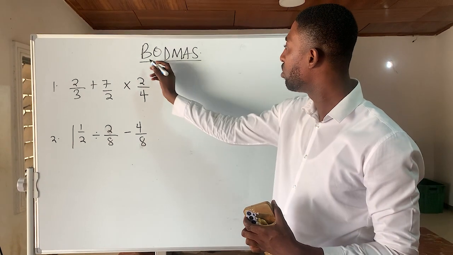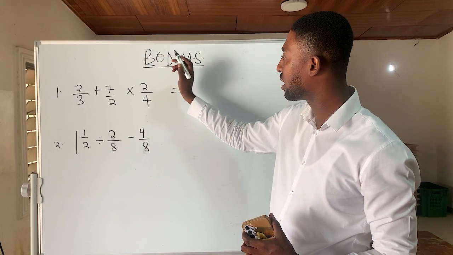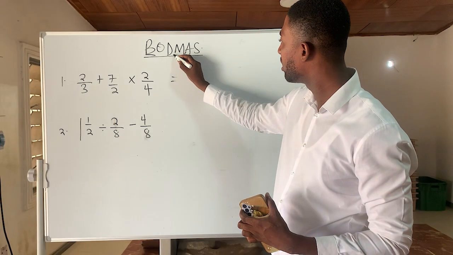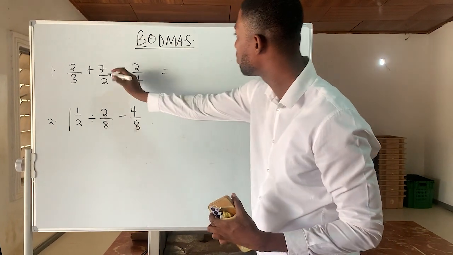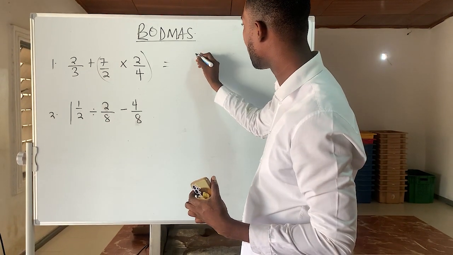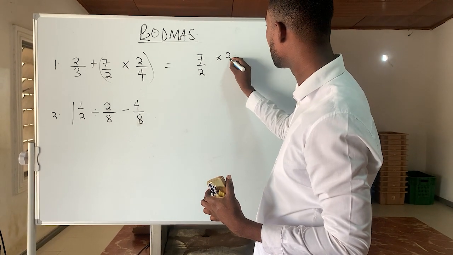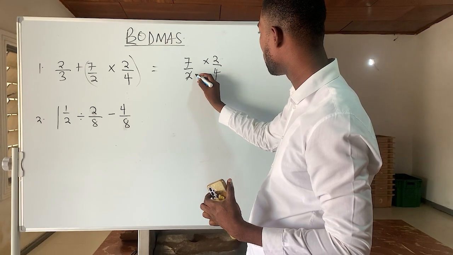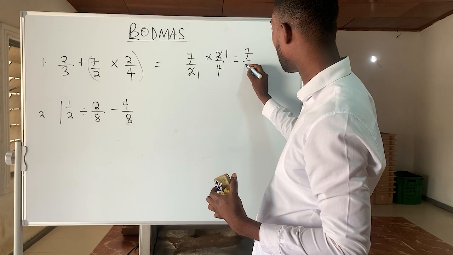So first, BODMAS, which is brackets, there's no brackets, there's no order of, there's no division here, but we have multiplication. So in solving this, we first need to simplify this side of the equation. So we are going to have 7/2 times 2/4. Remember, 2 goes into itself 1, 2 goes here 1, and we are going to have 7/4.